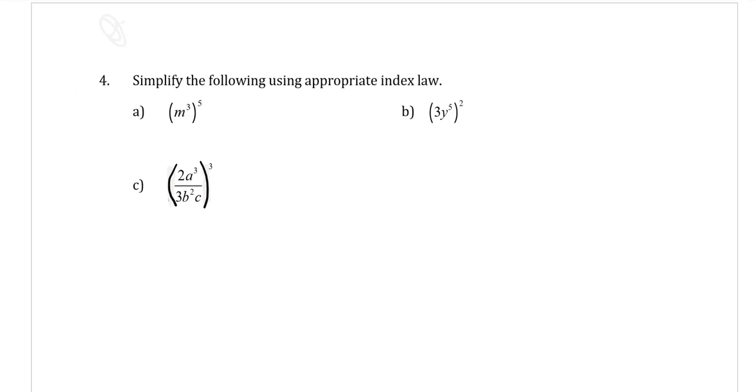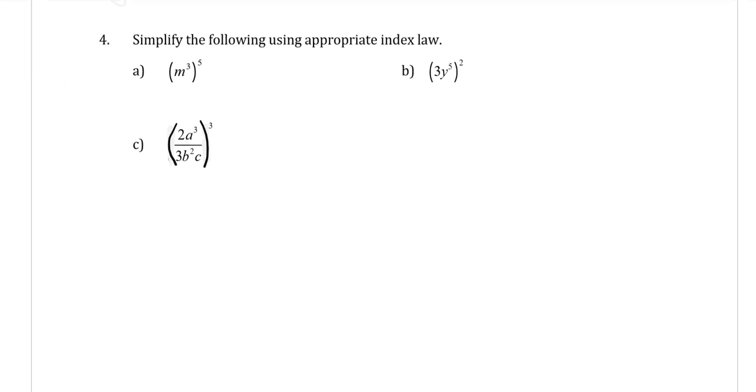Question 4. This is the power of a power rule. So if we have m as the base, we need to multiply these powers. 3 times 5 is 15. If there is a big number out the front of our base, that needs to be raised to the power of 2. 3 to the power of 2 is 9. y is the base, and 5 times 2 is 10.